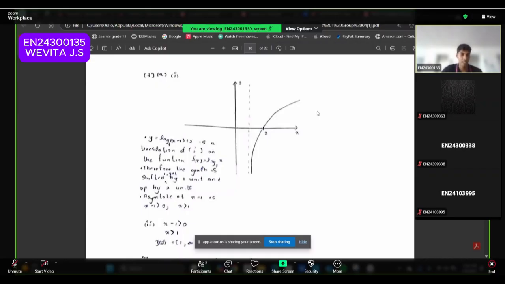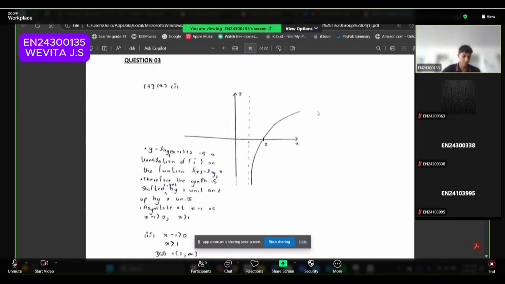I will be doing the third question in the algebra assignment. The first question is to graph a logarithm function. The logarithm function is log base 3 of x minus 1, plus 2. Because of the x minus 1, the graph is shifted 1 unit to the right, and because of the plus 2, the graph is shifted 2 units up.